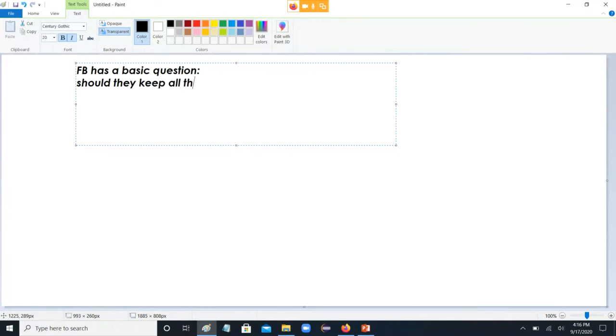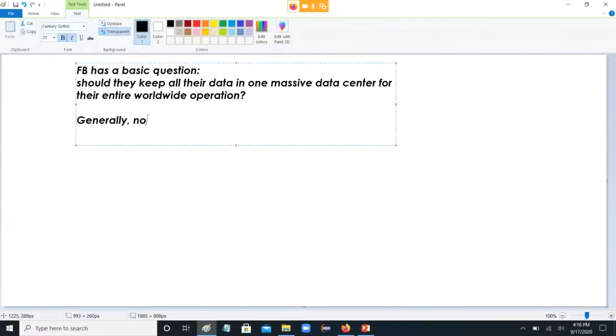Should they keep all their data in one massive data center for their entire worldwide operation? Okay. Well, the answer generally, no, they shouldn't. Reasons are, number one, response time is faster for data centers closer to users. So, for example, if you have users in South Korea, sure, it makes sense to put a data center over there so they get faster time.